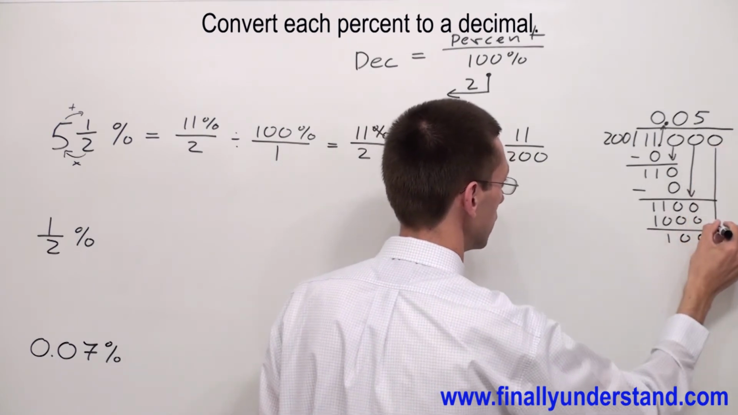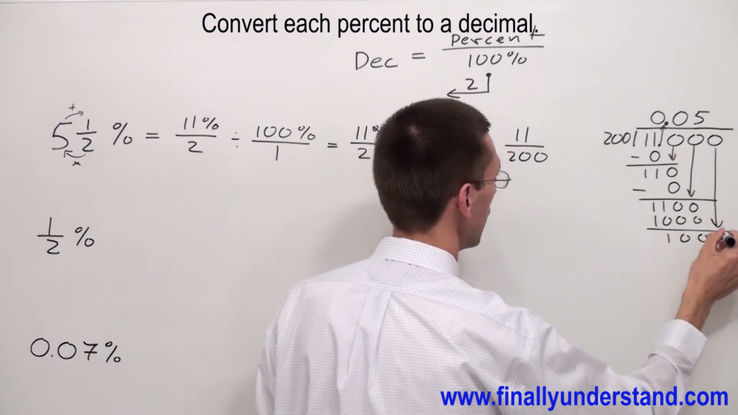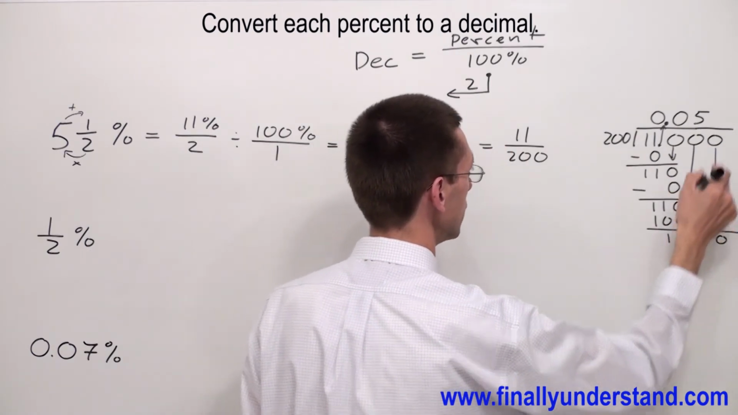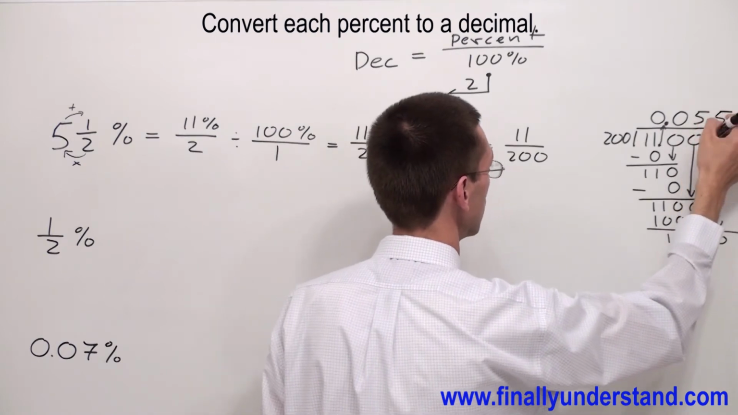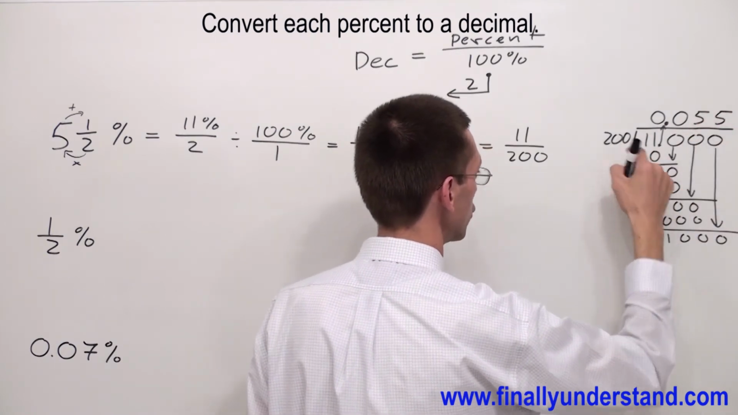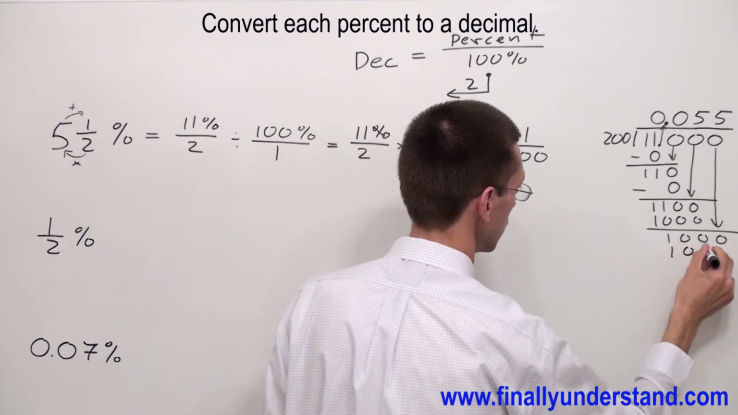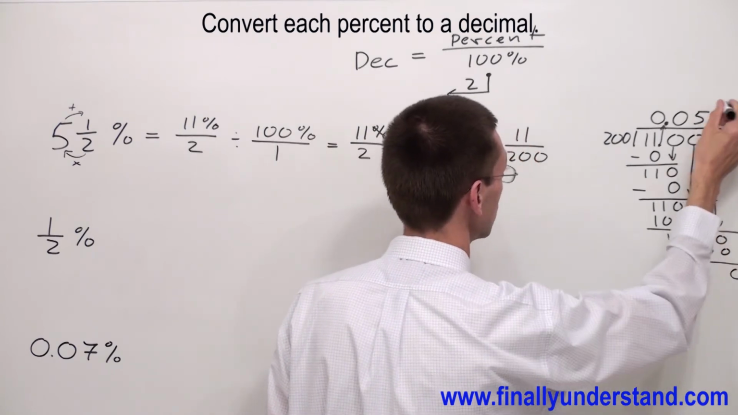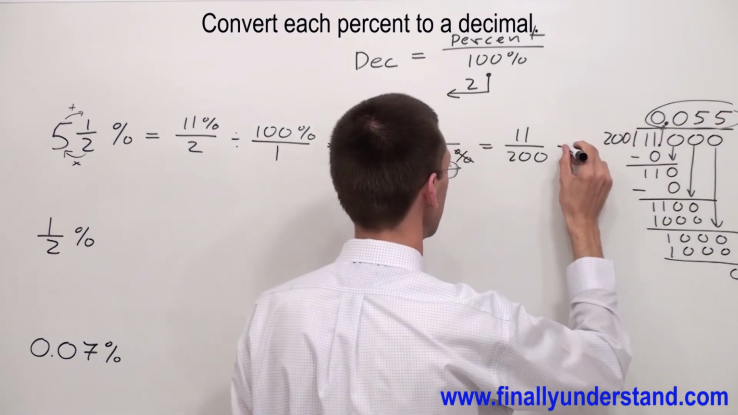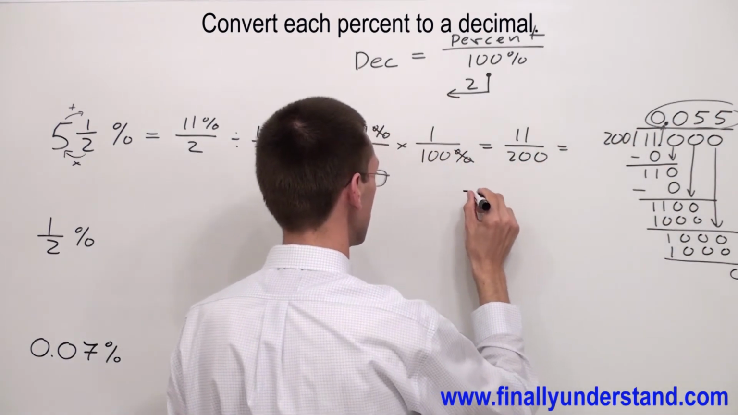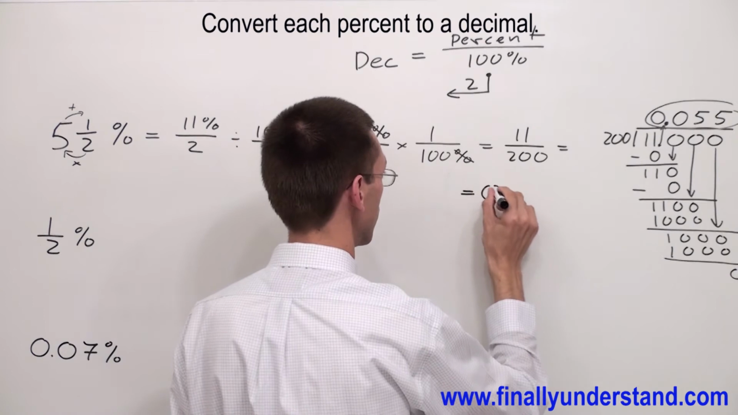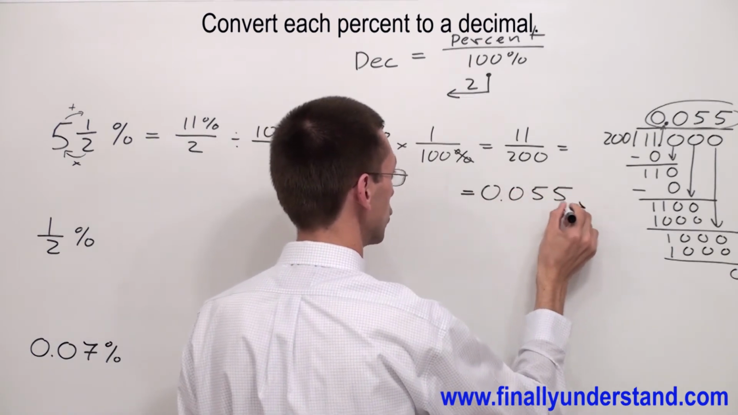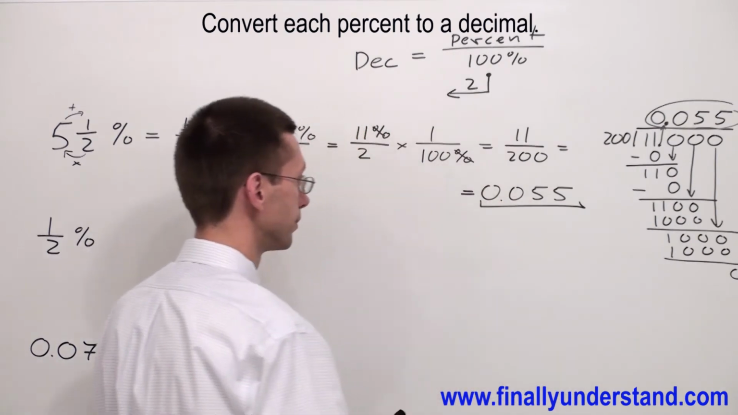Bring down this 0. How many times does 200 go into 1000? 5 times. 5 times 200 is 1000. Subtract, it is 0. Okay, this is the answer. So I can say that 11 over 200 is equal to 0.055. This is the solution to this problem.